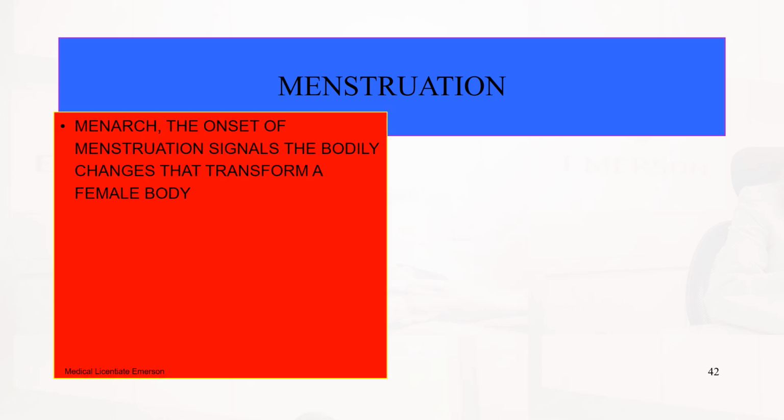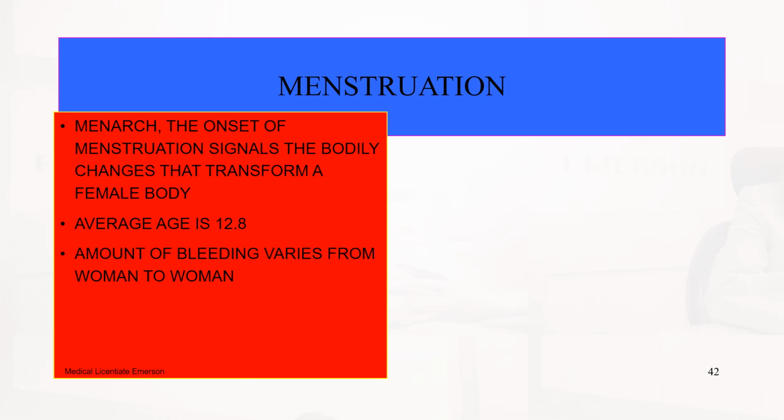Then what is menstruation? Before we talk about menstruation, there are some definitions that you have to know. There is another definition which we call menarche, which is the onset of menstruation, which signals the body changes that transform the female body. The average menarche age is about 12 years, and depending on the literature, the range is 10 to 15. That's the range. Then the amount of bleeding varies from woman to woman.